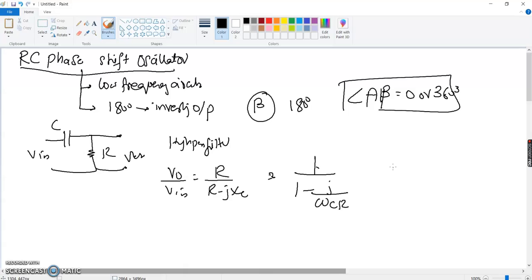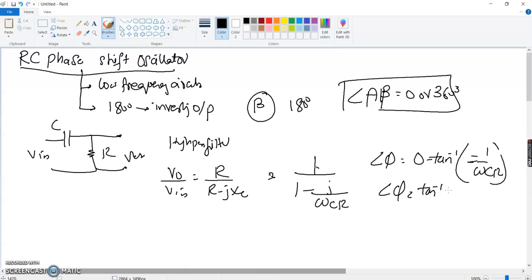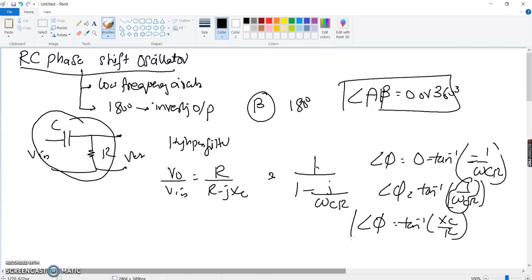As you can see here, the phase shift value would be equal to 0 minus tangent inverse of minus 1 over omega CR. Once we further reduce it, the phase shift value turns out to be just tangent inverse of 1 over omega CR. And we know 1 over omega C is nothing but XC. So I can say that the phase shift for the circuit would be tangent inverse of XC over R. Now just think about the maximum and minimum value that you can achieve from this circuit.